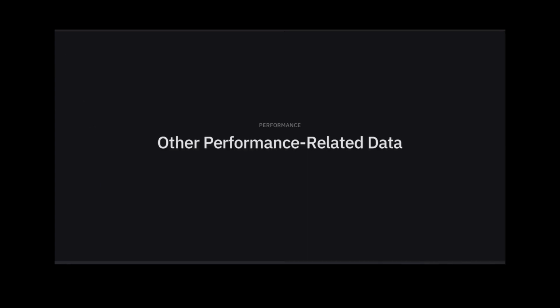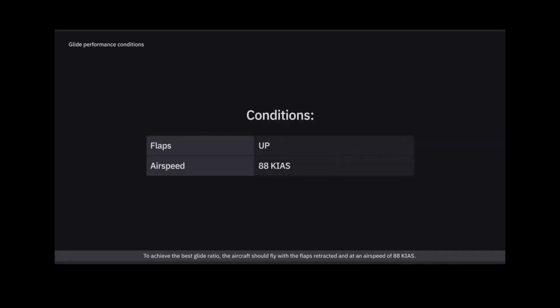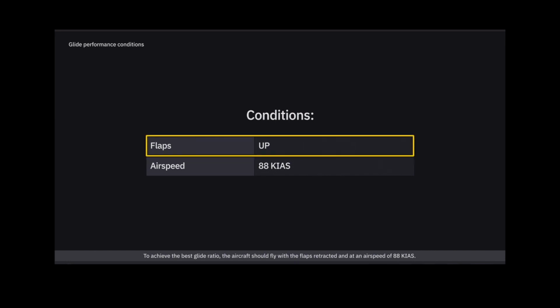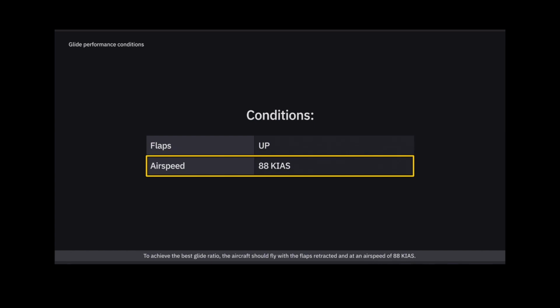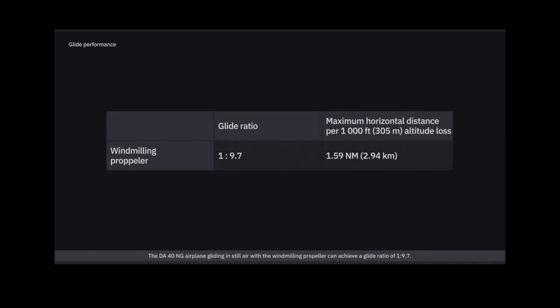Other performance-related data. To achieve the best glide ratio, the aircraft should fly with the flaps retracted and at an airspeed of 88 knots indicated airspeed. The DA-40NG airplane, gliding in still air with a windmilling propeller, can achieve a glide ratio of 1 to 9.7. It means that it can glide for a maximum horizontal distance of 1.59 nautical miles per 1,000 feet of altitude loss.